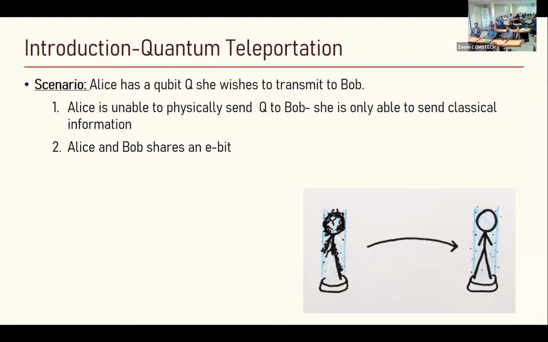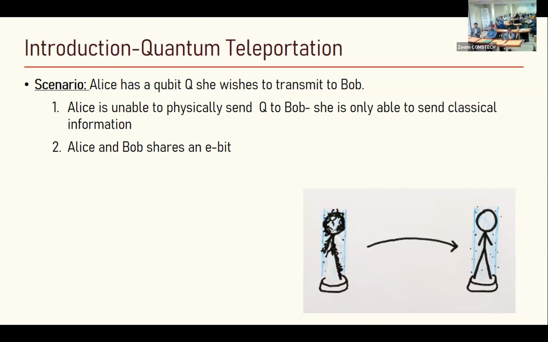So the scenario here is that Alice is unable to physically send a qubit to Bob. So she's only able to send the classical information. So the problem is that Alice and Bob are connected through a classical channel only, but they want to communicate a qubit from Alice to Bob.